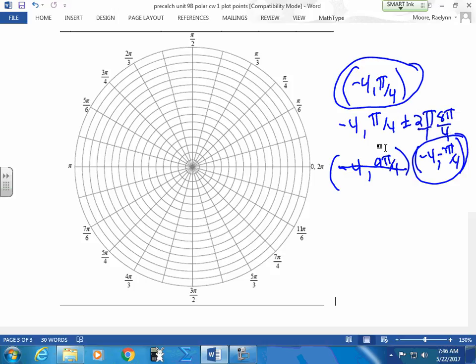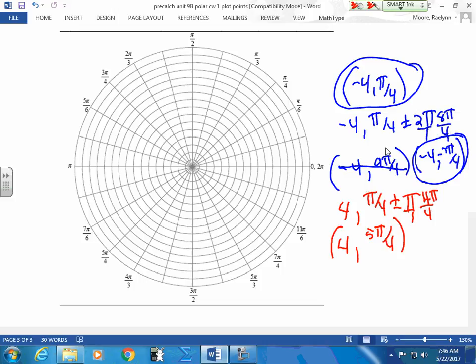Now I take my rule and negate my radius. So if I negate a negative, what do I get? A positive. So now I take my angle and I add and subtract pi. Hang in there. We're almost there. I can convert my denominator. Make life easier. I take this and I add 4 pi. And I take this and I subtract 4 pi. Okay, so I should get this one and this one.